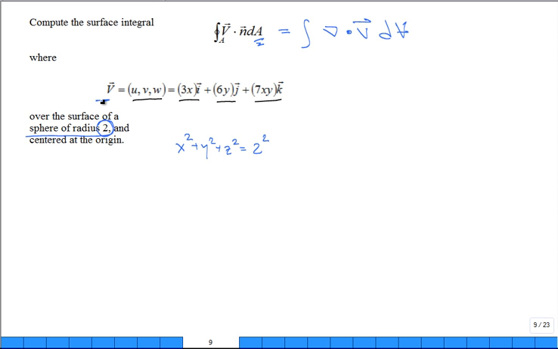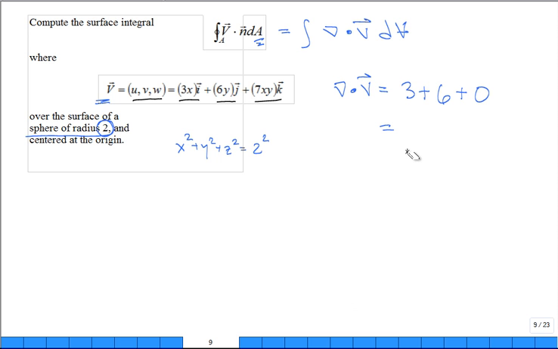Given this V, del dot V is equal to 3 plus 6 plus 0. Oh, this is lovely. It's a constant 10. See that? Oops, 9. I can add. It's a good day. Thank you. That was a test to see if you're awake. No, that was my slip and fall.